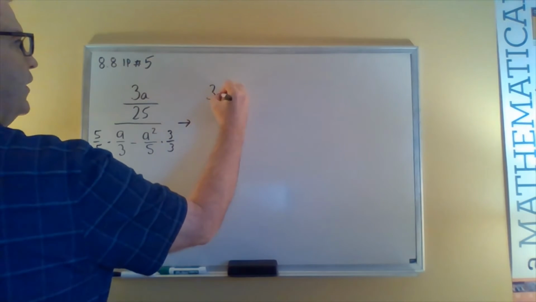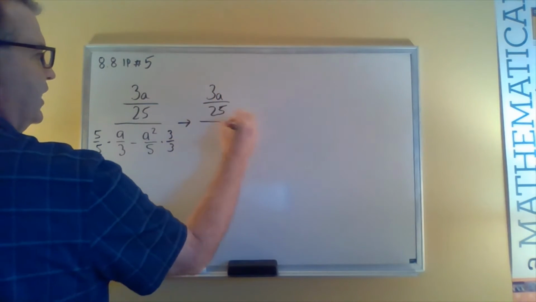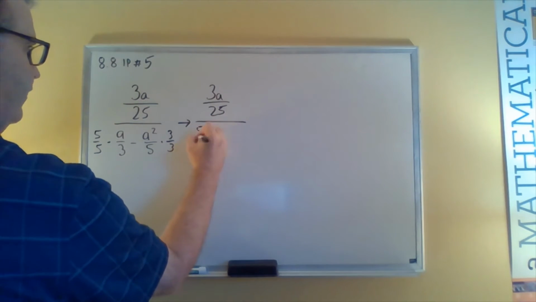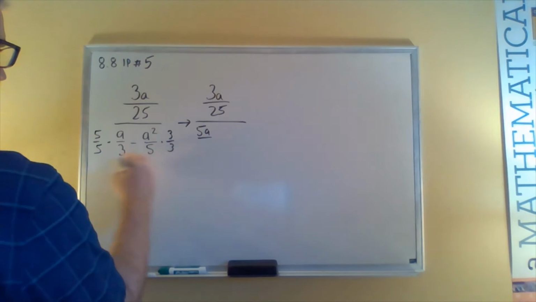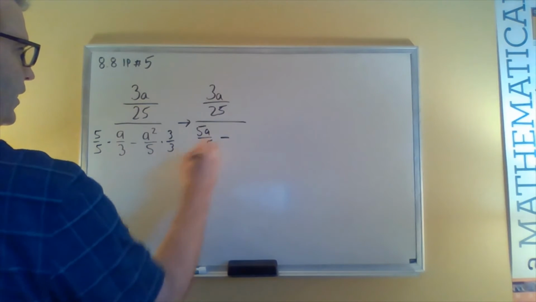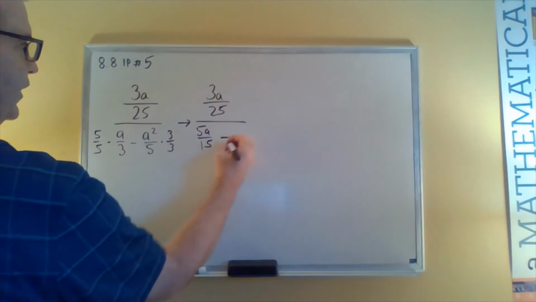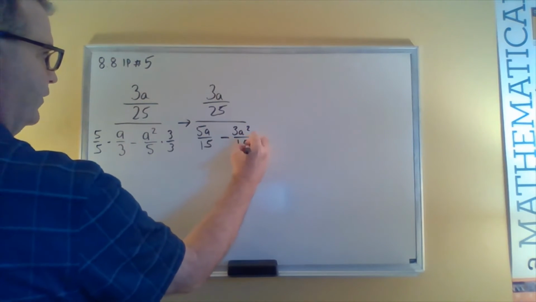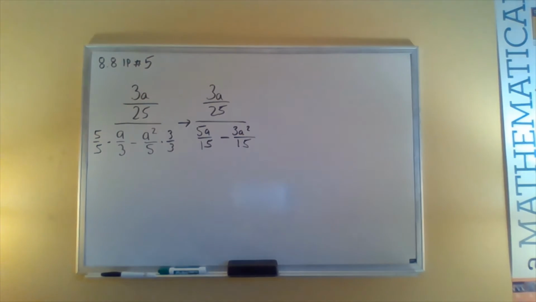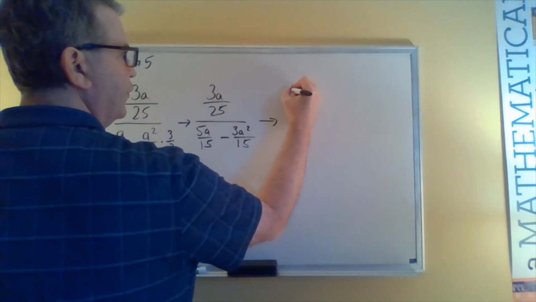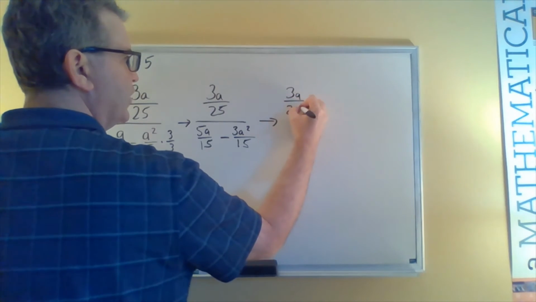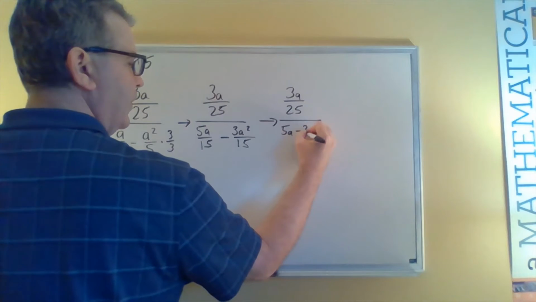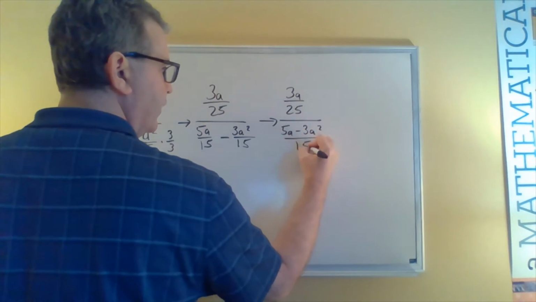And what I end up with is, well, my numerator doesn't change, but my denominator becomes 5 times a is 5a, 5 times 3 is 15. I'm going to subtract a squared times 3 is 3a squared, and 5 times 3 is 15. So I have my common denominator down there. Now I can combine those two fractions. So again, my numerator doesn't change. My denominator becomes 5a minus 3a squared all over 15.